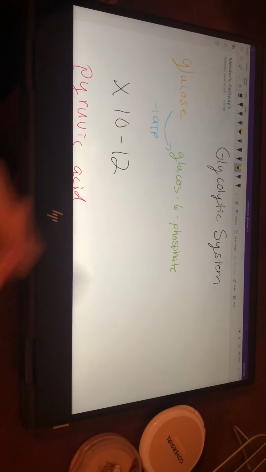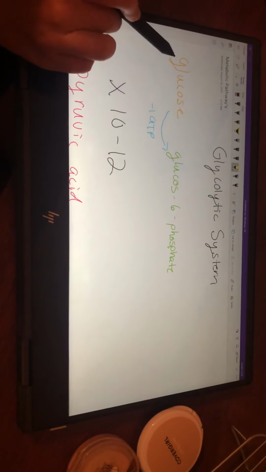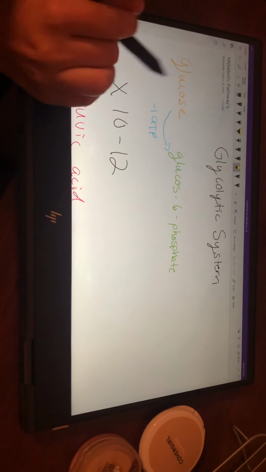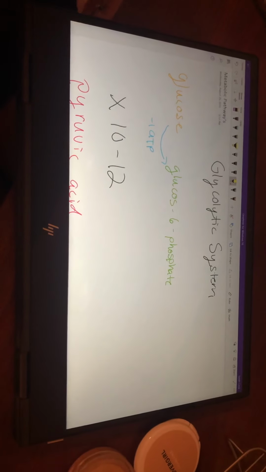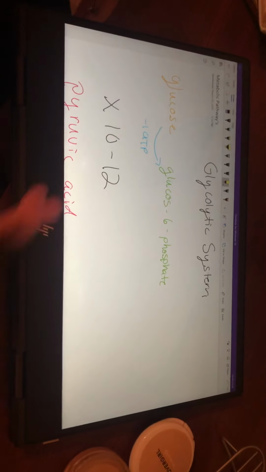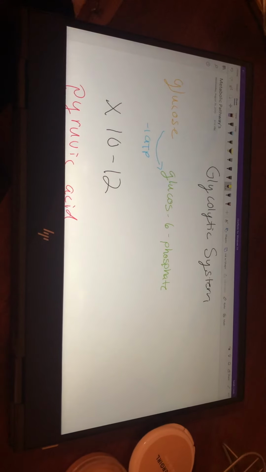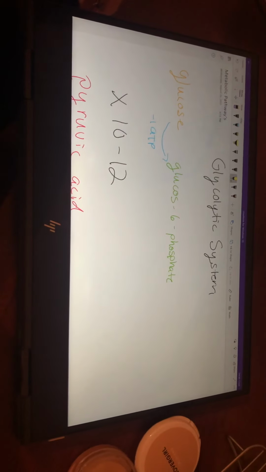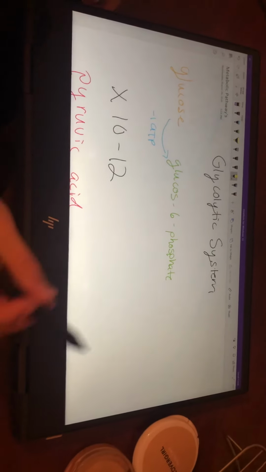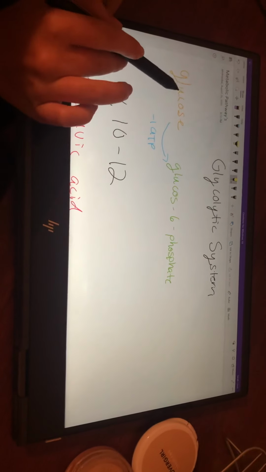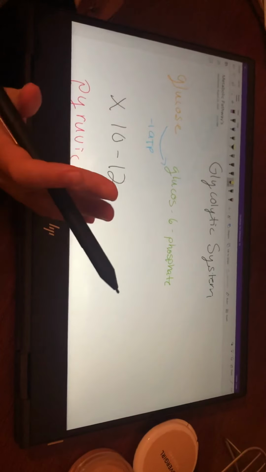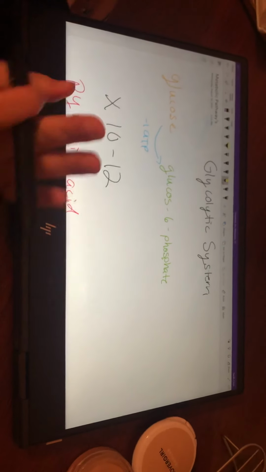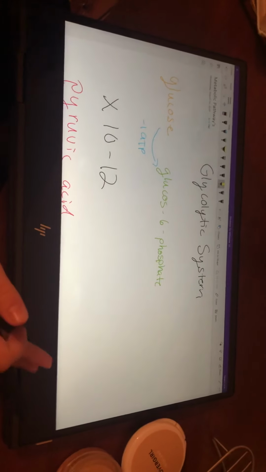In this process, glucose, which is stored in the liver and muscles, is broken down through a series of actions to become ATP. This is a longer pathway, so it's going to take a couple minutes. So we start with glucose. This system, unlike the other system, requires energy to produce ATP. So you're using ATP to produce ATP.